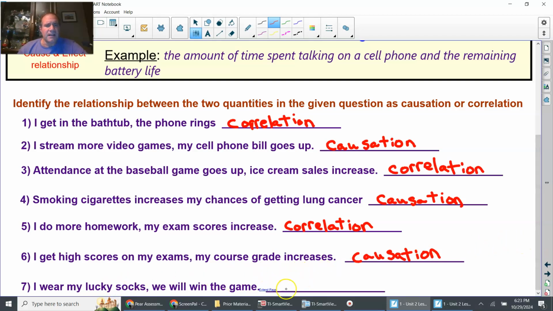I wear my lucky socks, we win the game. That is a correlation. It's probably not happening. It doesn't matter. It doesn't affect. It could happen, but it doesn't affect. It's not a cause and effect relationship.